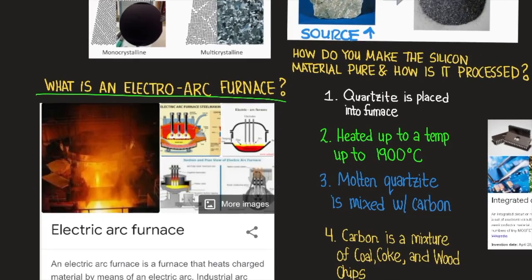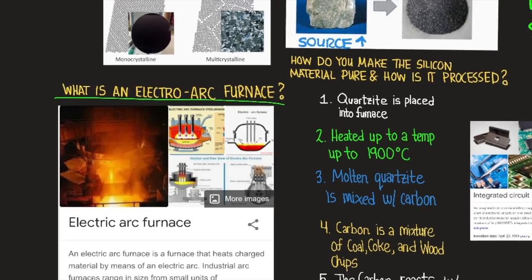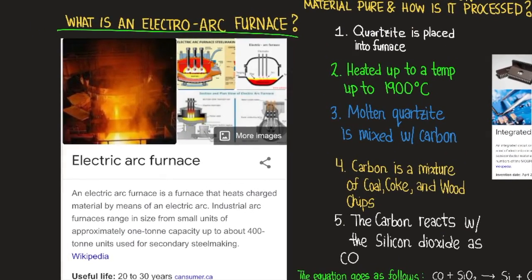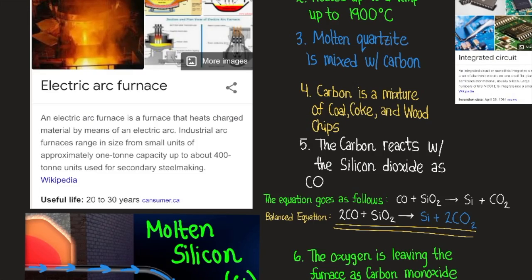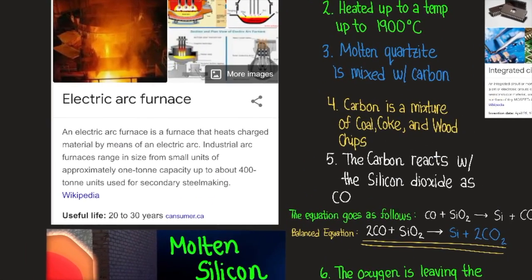So step 1, the quartzite is placed into a furnace. Step 2, it's heated up to a temperature of 1900 degrees Celsius. Step 3, molten quartzite is mixed with carbon. Step 4, carbon is a mixture of coal, coke, and wood chips. So step 5, the carbon reacts with the silicon dioxide as carbon monoxide.